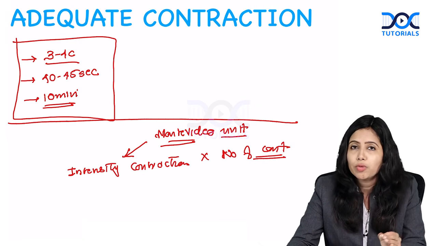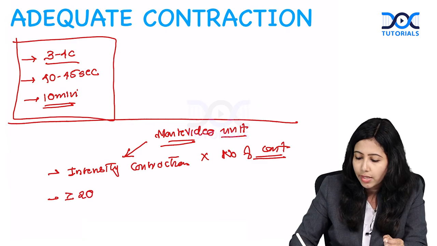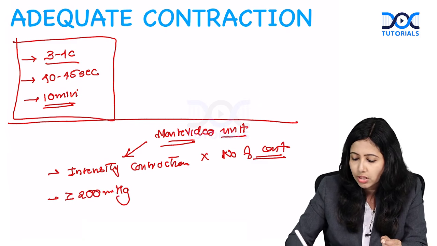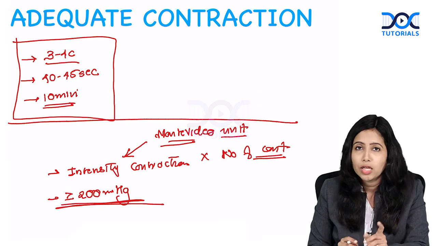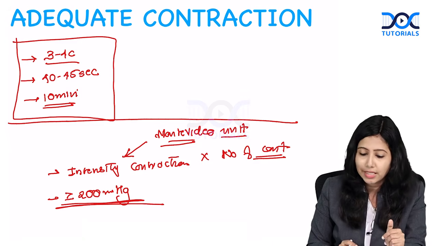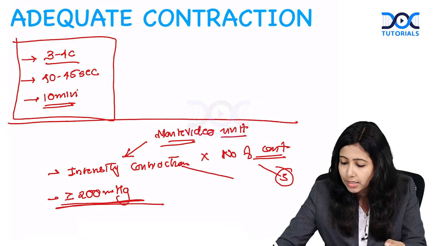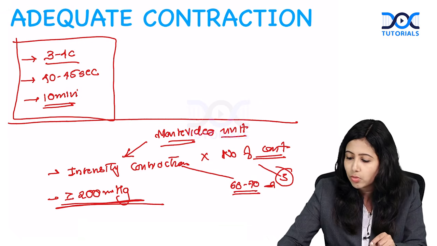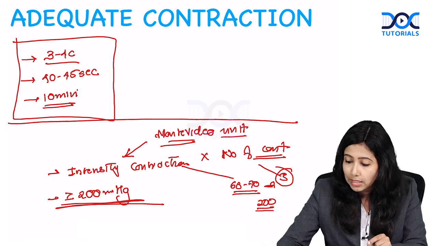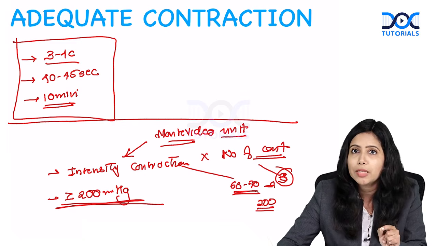At least the Montevideo units has to be more than or equal to 200 millimeter of Hg. 200 millimeter of Hg means the contractions are adequate. Nearly there would be 3 contractions, so one contraction has to be at least 60 to 70. So for 3 contractions, at least the pressure has to be 60 to 70 millimeter of mercury, approximately 200.